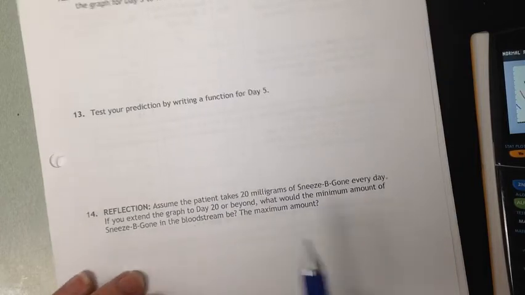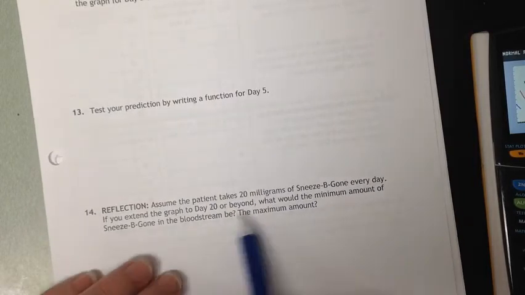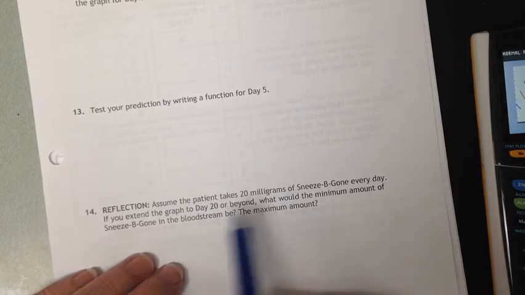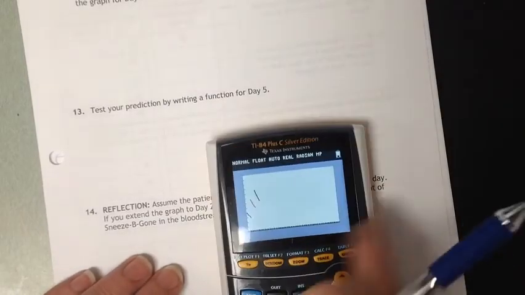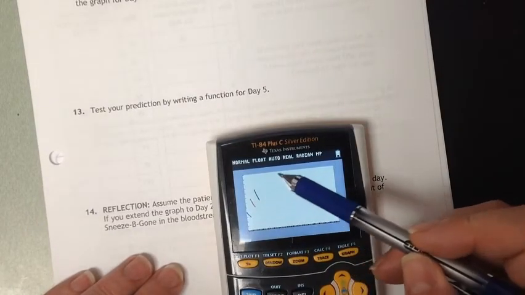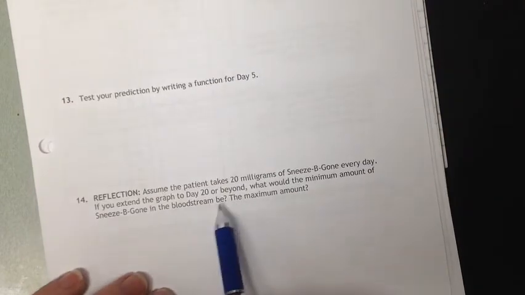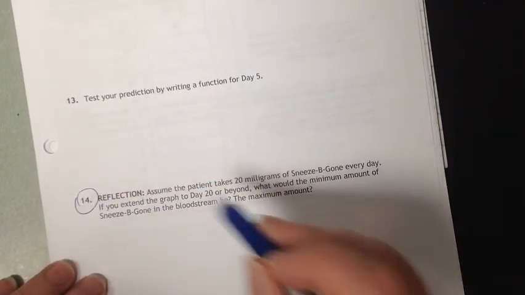So if we kept on graphing this thing, eventually it's going to kind of level out. This thing's curving, and it's going to level out. And you can kind of see that from the table you made back on the very first page. So the question is, see if you can answer this one, number 14.